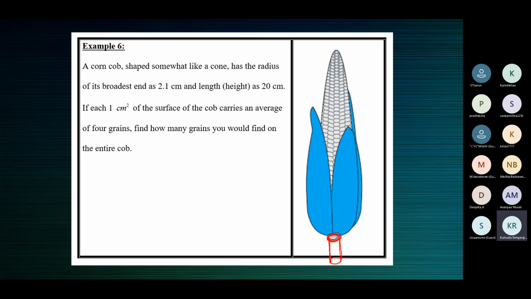Regard that as the base of the cone. The corn cob, we should assume it to be somewhat conical. If it is conical, then it should have curved surface area and a circular base. Take this one as a circular base. If you have to assume the corn cob to be somewhat conical, then it should have a circular base.